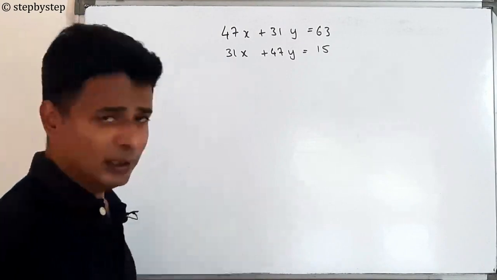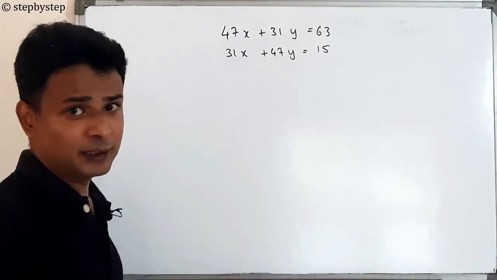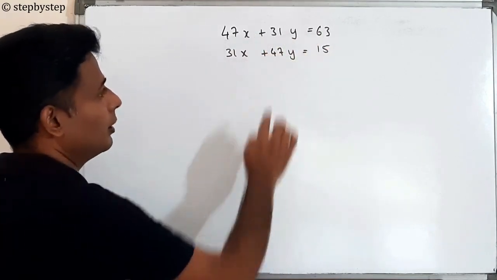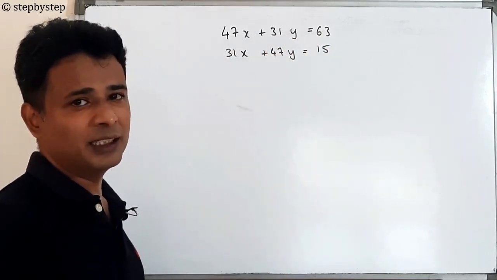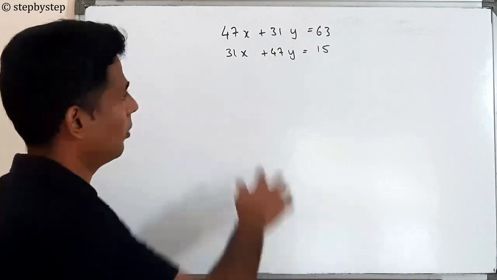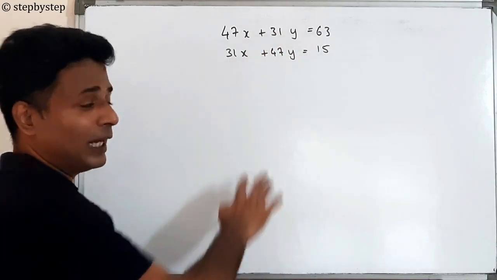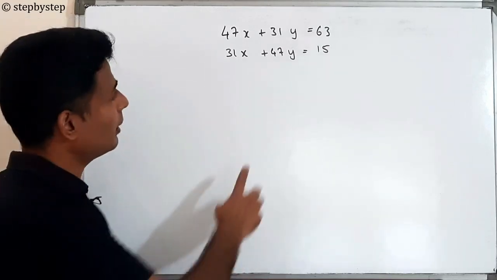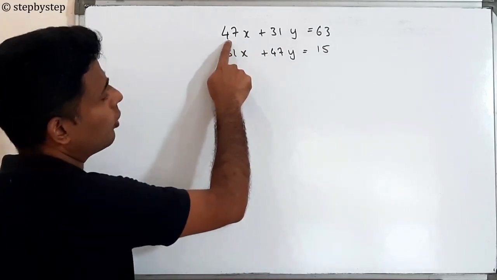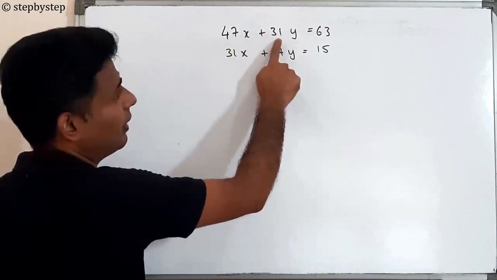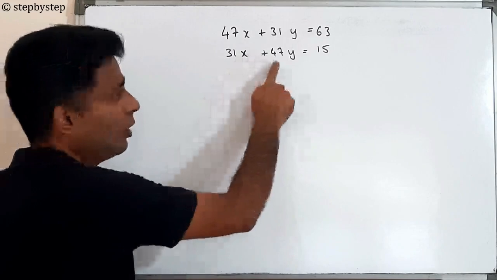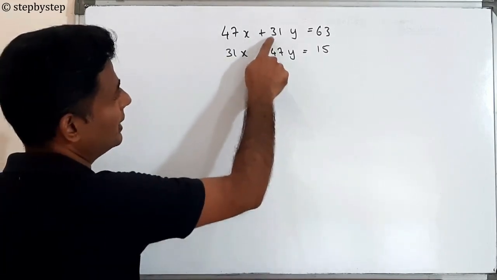Now the fifth question, they have asked you to solve this system of linear equations. If you observe, the numbers are very big. So if you are using substitution, elimination or any cross multiplication method, you need to multiply big numbers. But there is something unique about this. Here the coefficient of x is 47 and y is 31. Here it's opposite. Here the coefficient of x is 31 and y is 47. So these numbers are the same.